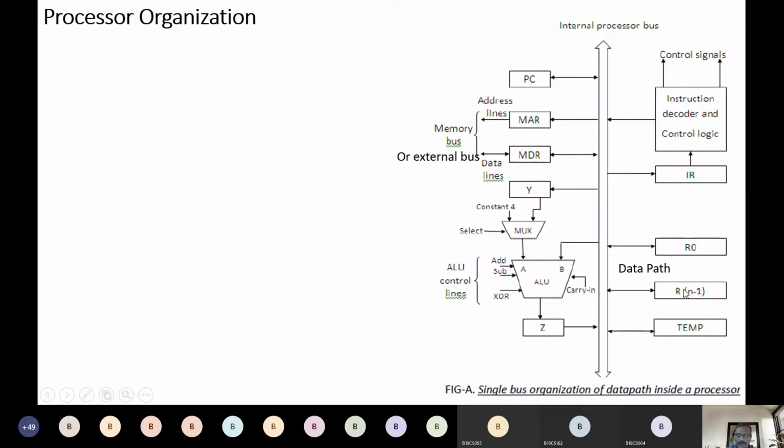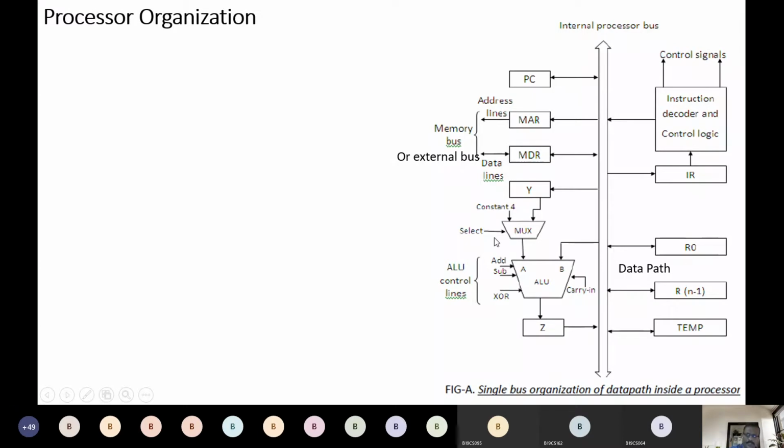And what is this data path? This bus and all these registers plus the ALU we call the data path. What is called the data path? The internal bus plus all these registers, whatever registers we have, the PC, MAR, MDR, R0 and so on, Y, Z, temp, all these registers plus the ALU combined we call a data path.